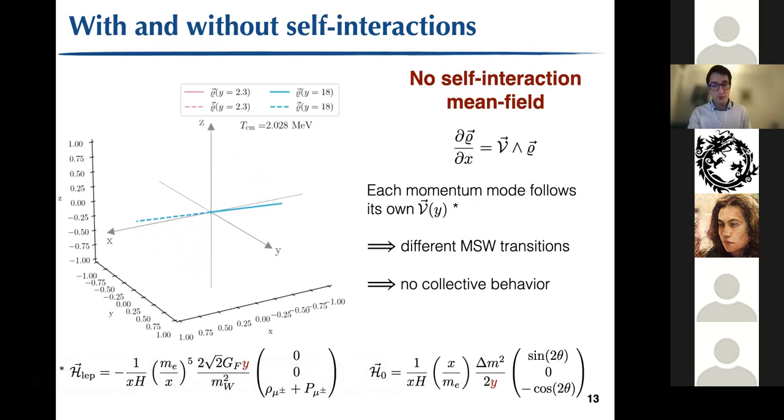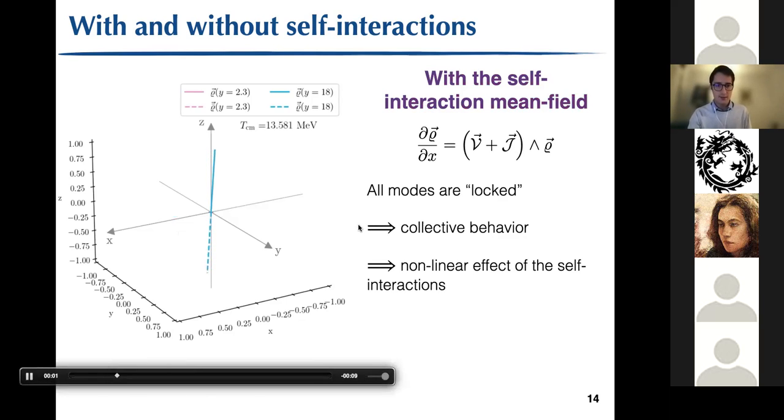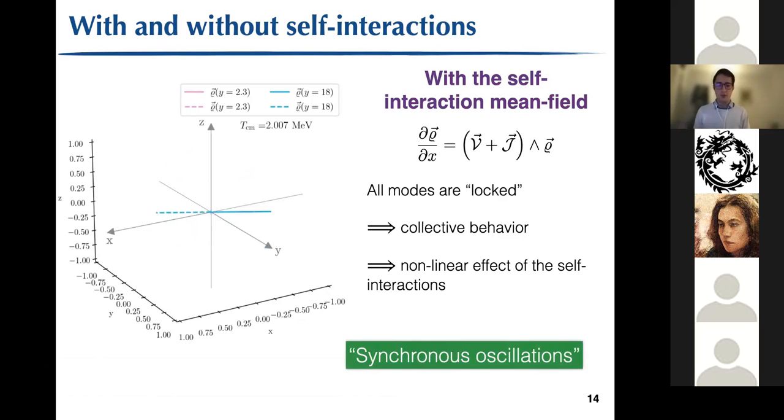But if we now put in the self-interaction mean field, which I added here as J, the behavior is really different. Now you can see that the pink and blue modes stay locked together, and there is not at all an alignment with the Hamiltonian I was talking about before, but just a collective nonlinear effect of collective oscillations which accelerate with time. This phenomenon, which we will now try to explain, has been called in the past synchronous oscillations. So let's talk about that now.